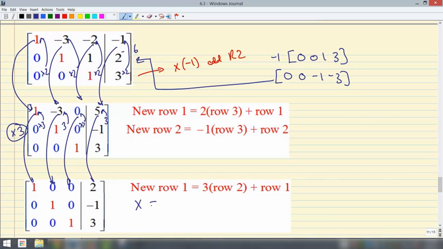What is x equal to? 2. What's y equal to? Negative 1. What's z equal to? 3. So your ordered triple is 2, negative 1, positive 3.